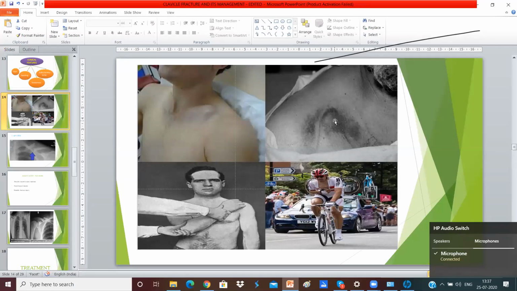So in trauma situations, pain, swelling, restriction of movement, and also palpation may necessarily help you to diagnose because the bone is very subcutaneous. One can feel the bone. Any loss of integrity or discontinuity anywhere in the bone can be very easily palpable because of the subcutaneous nature of the bone.